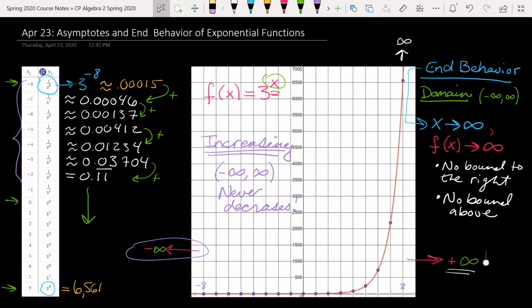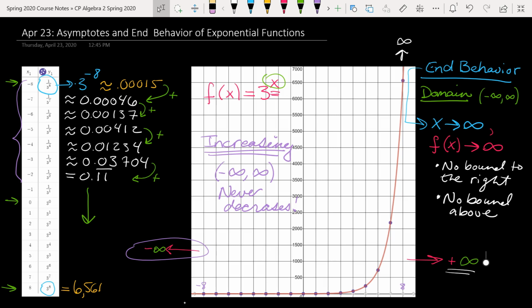Welcome back, everybody. We'll get right back into the end behavior of exponential functions here. We left off the last video understanding that our classic exponential function is increasing over its entire domain, and that domain is all real numbers, from negative infinity to positive infinity. We also determined that this graph is not bounded to the right, nor is it bounded above, which means that as x approaches infinity, f of x, the function values or the y values, also approach infinity.